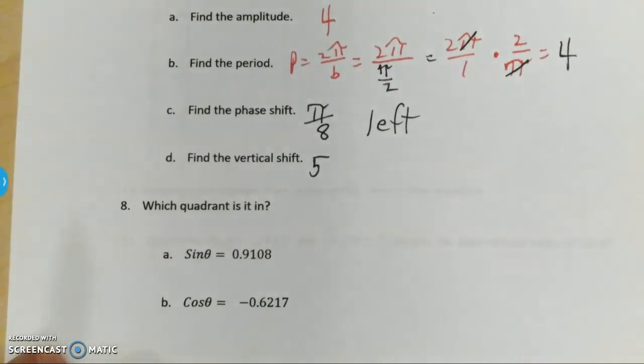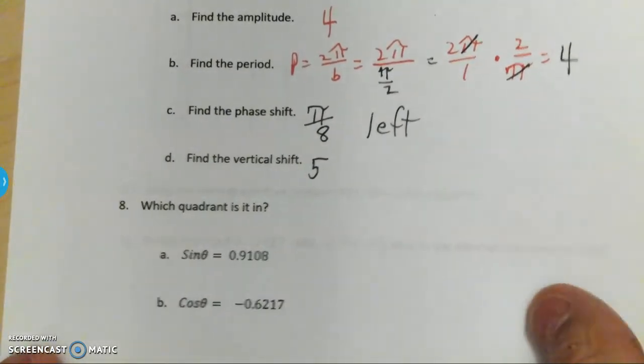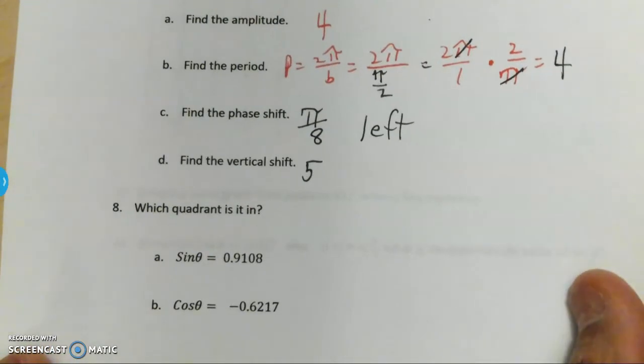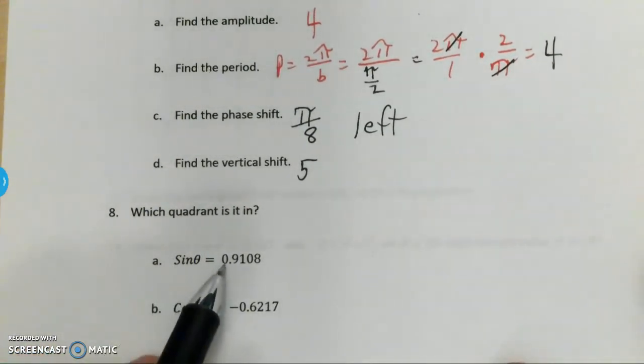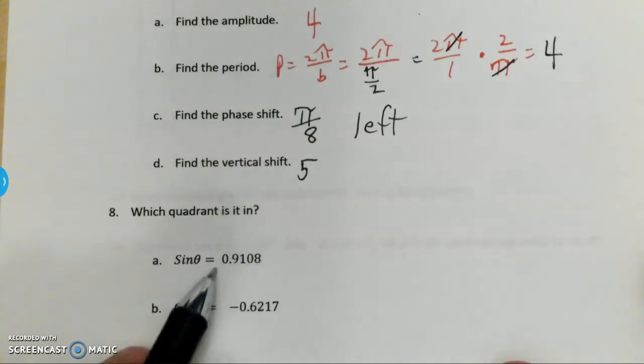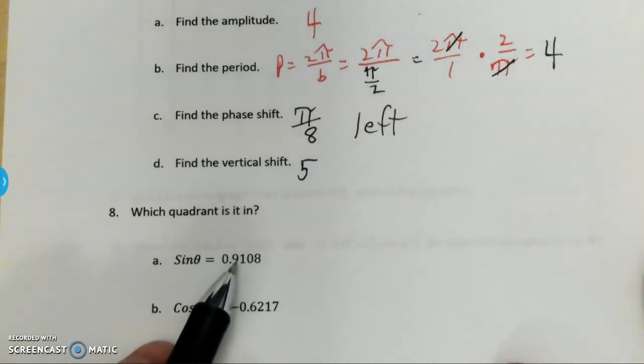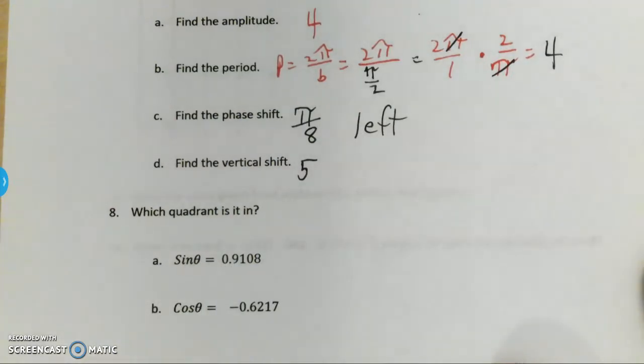So let's play the little game. Last question we're going to do in this video. What quadrant is it in? Now, they're giving you sine as 0.9108. I don't actually care about the number, other than whether it's 0 or 1. All I need is that sine is a positive number here.